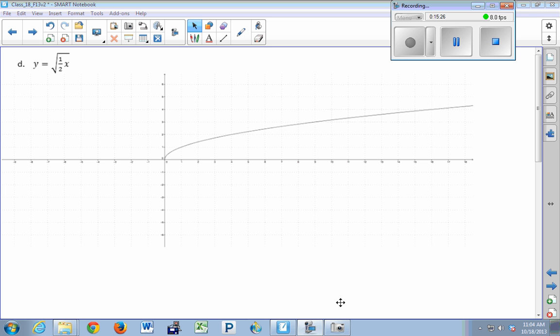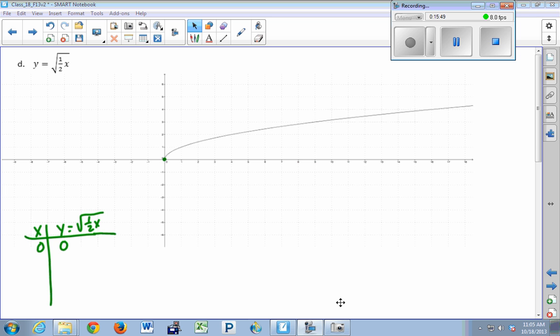if you can't see the forest through the trees, what you could do is just start plotting some nice points, right? So in other words, you could say, if x is 0, what's y going to equal? What's y going to equal when x is 0? 0, okay? 0. All right.